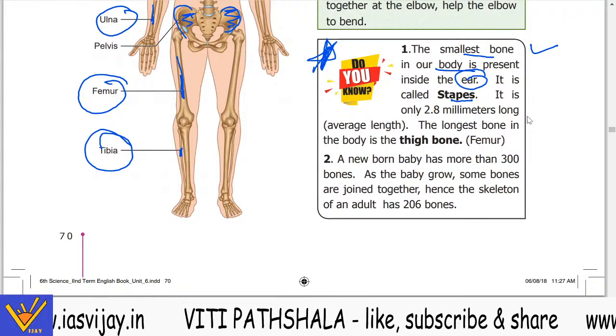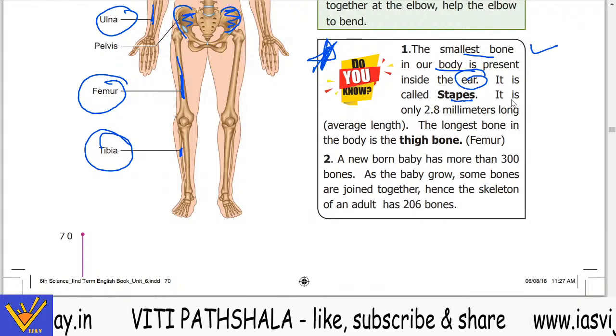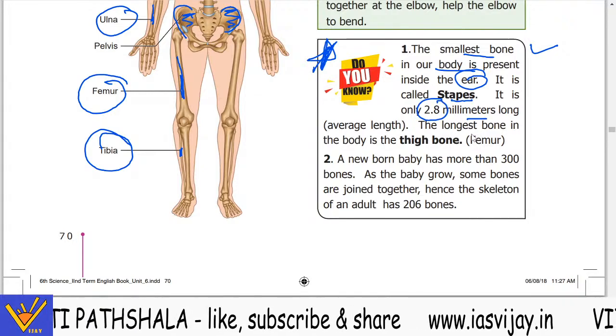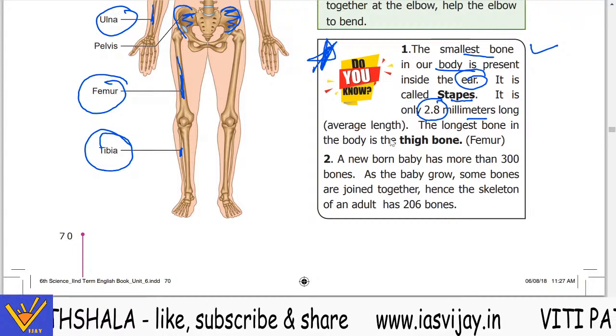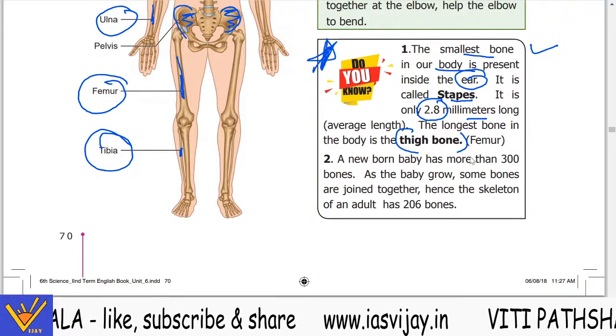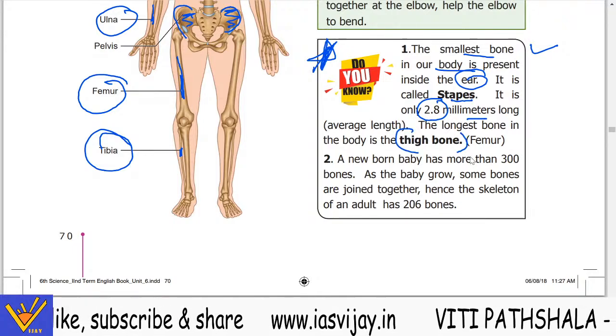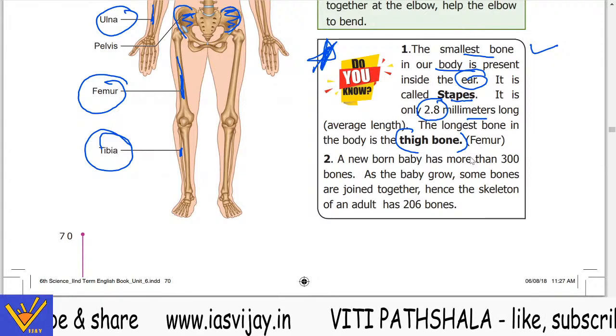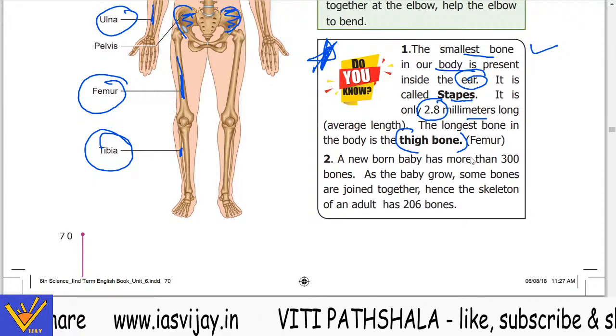Yeah, I know that the femur is the longest bone. The stapes is 2.8 millimeters long. The longest bone in the body is the thigh bone. The longest bone in our body is the thigh bone, which we call the femur, that is the femur.